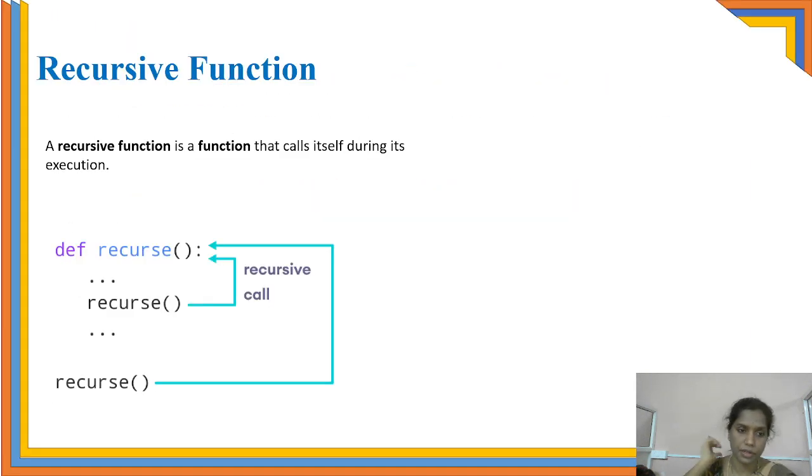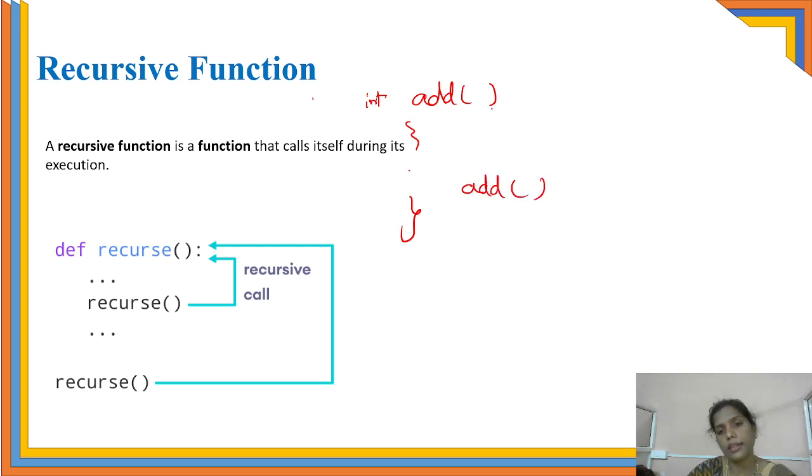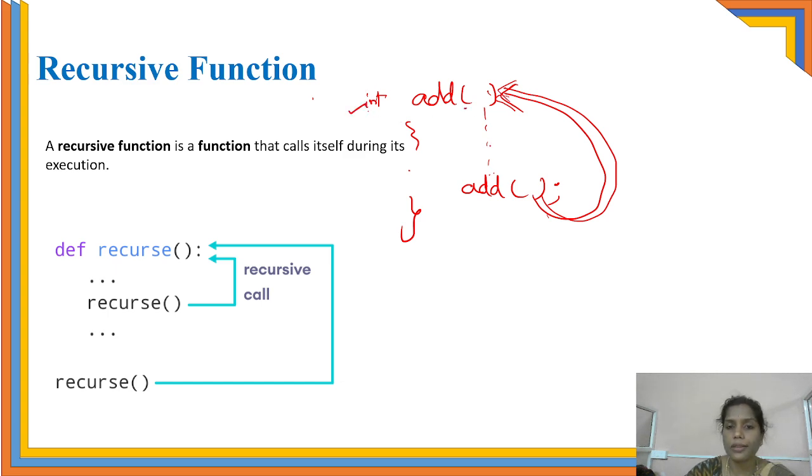Next, recursion. Recursion means a function which calls itself. For example, in the add function, this is the function definition, right? Again, in that function definition, we are calling this function only. Again it will go to the function definition, and again after executing the statements, it will go to the function definition. So a function which calls itself in its function definition is called recursion.